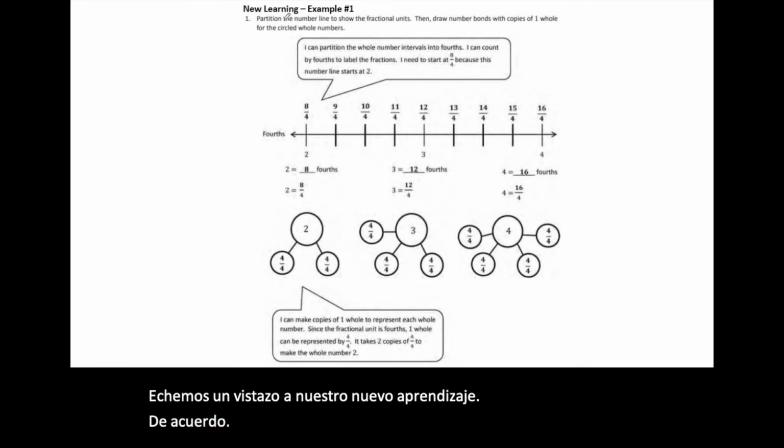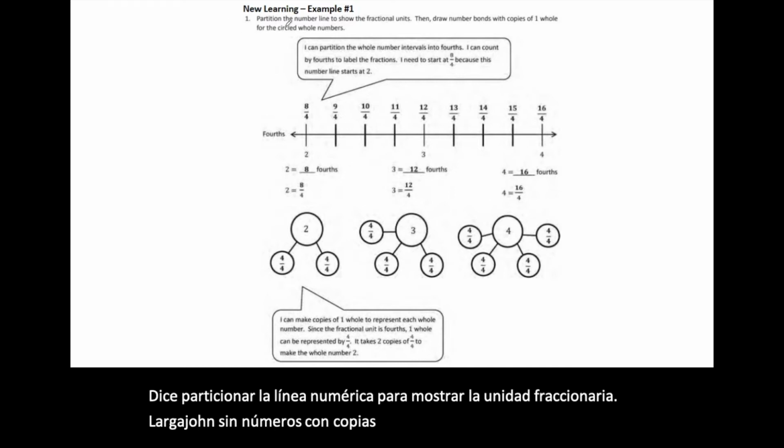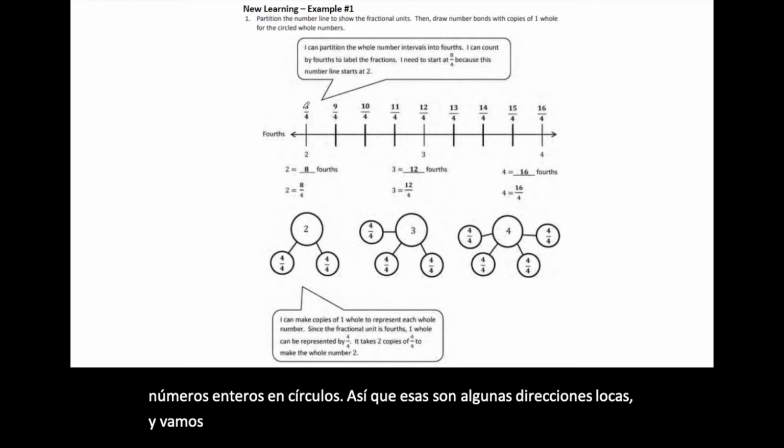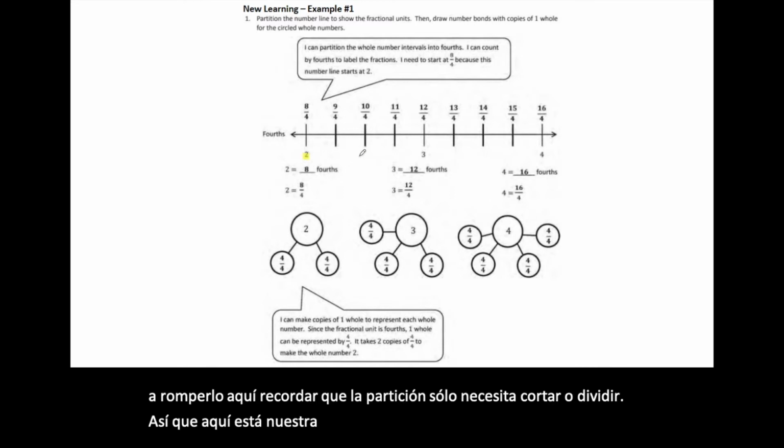It says partition the number line to show the fractional units. Then draw number bonds with copies of 1 whole for the circled whole numbers. So those are some crazy directions and we're going to break them down here. Remember that partition just means to cut or divide up. So here is our number line and here are our regular whole numbers at the bottom, 2, 3, and 4.